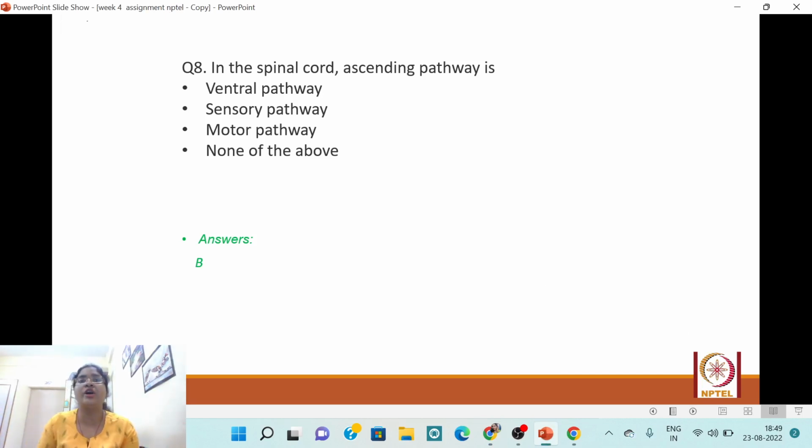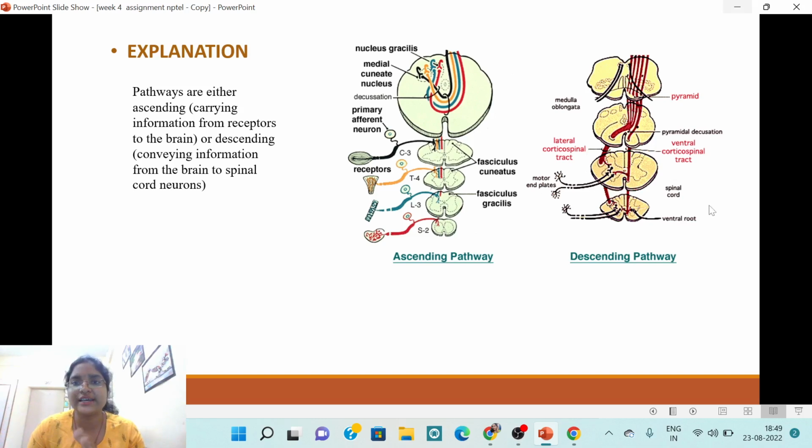In the spinal cord, there are two types of pathways, that is the ascending pathway and the descending pathway. As you can see from the diagram here, ascending pathway is also known as the sensory pathway, and descending pathway is also known as the motor pathway, right? So pathways are either ascending or descending. So what is the main difference?